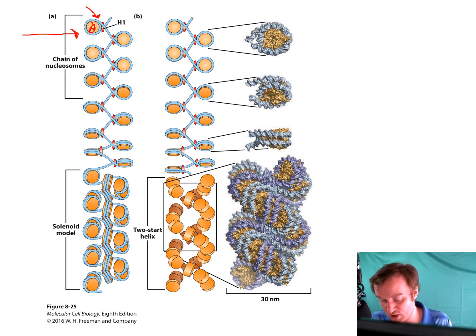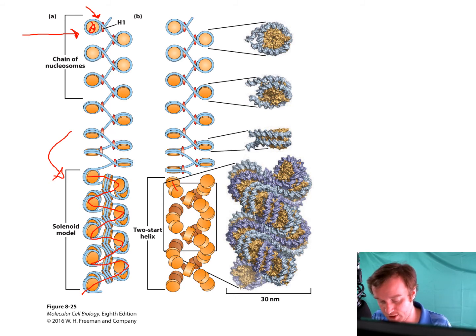And so as you can see here, as it starts to be folded into the solenoid, you can see it's a single helix, right? And so that's the solenoid model. So the opposing model is the 2-start helix model, or the zigzag ribbon. And so in this model, it's more of a double helix.